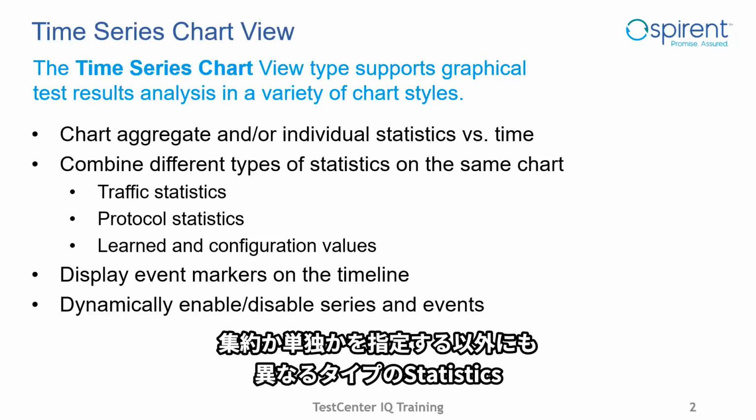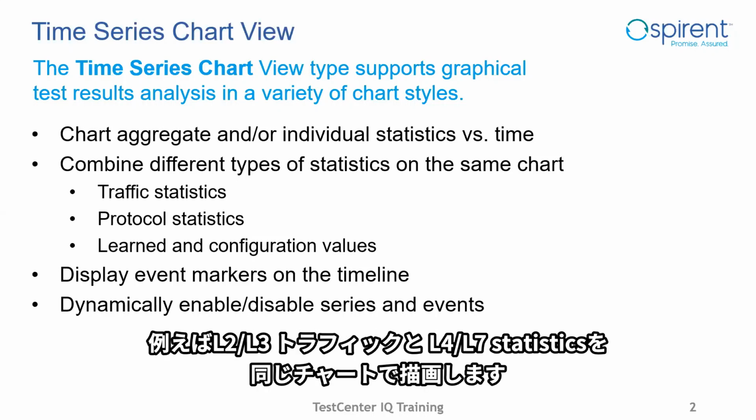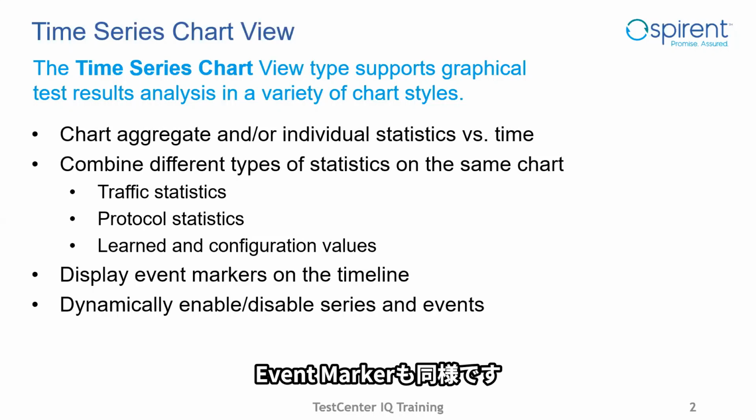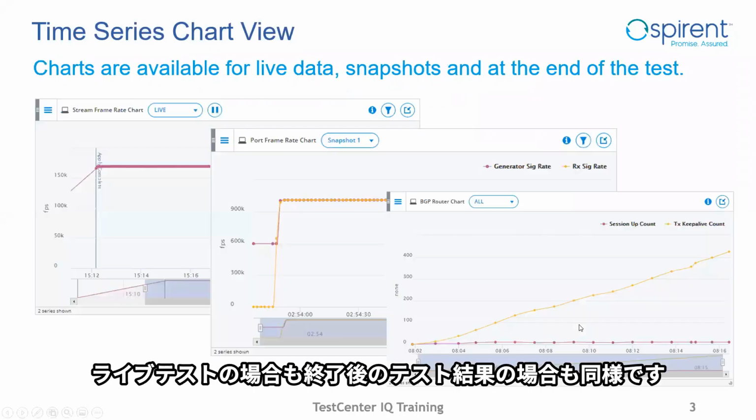Not only can you choose between aggregating and individual statistics, but also combine the different types of statistics. For example, traffic L2, L3, or L4, L7 statistics on the same chart as a protocol statistic, or additionally, even an event marker, such as a marker showing the time at which an apply happened, or a snapshot, or a BGP route was withdrawn. Additionally, all these features can be dynamically enabled and disabled by the user, whether they're on a live chart or the user is doing analysis on a completed test.